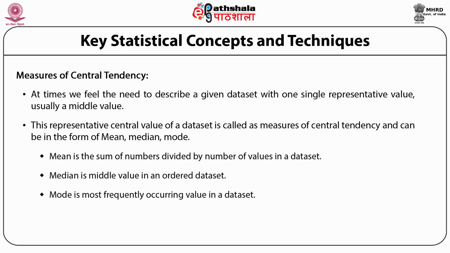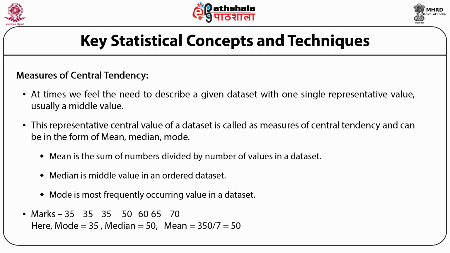Now, in the following example, as you can see, marks are given as 35, 35, 35, 50, 60, 65 and 70. So in this data set, mode will be 35 because it occurs 3 times. Median will be 50 because if we arrange this data set in increasing order, then 50 is the value that comes in the middle. And mean will be calculated as the sum of all these values divided by the total number of values, that is 7, which will be equal to 50.